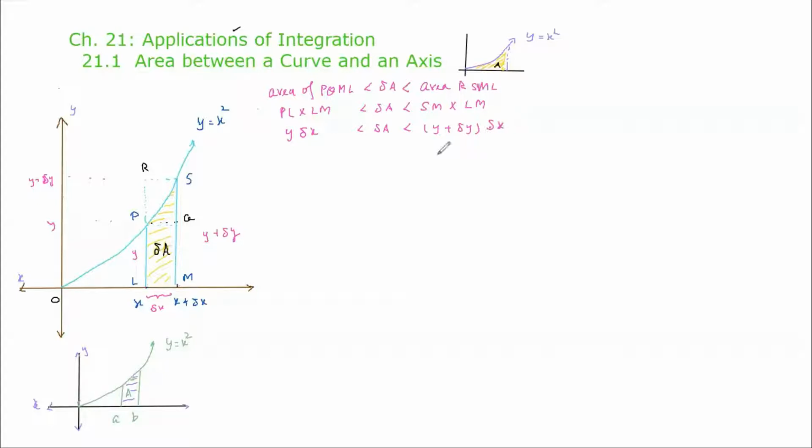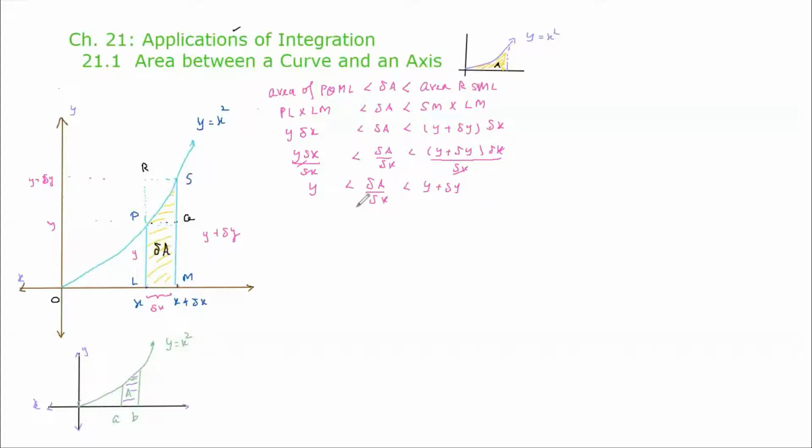So delta X. Okay. From this one, we can divide every term by delta X. So this one becomes Y delta X divided by delta X, less than delta A divided by delta X, and Y plus delta Y times delta X divided by delta X. So this one cuts, and you are left with Y less than delta A over delta X less than Y plus delta Y. Okay, so from this one, if you take the limit of Y when delta X equals 0, and the limit of delta A over delta X when delta X equals 0, at the same time.